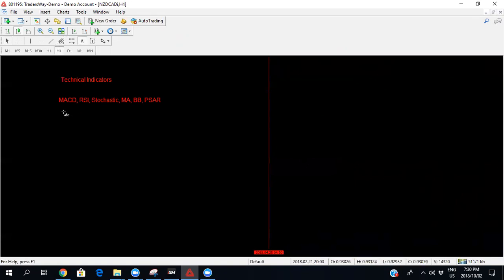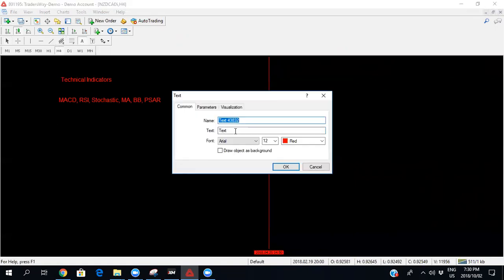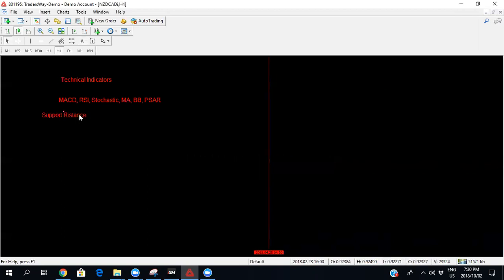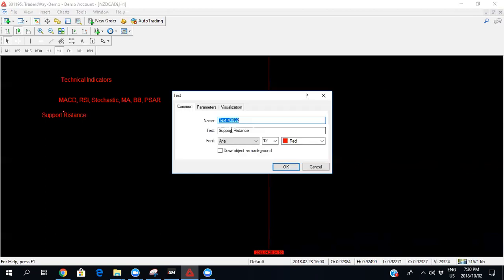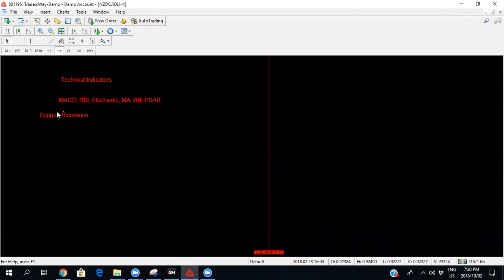And then once you've got your technical indicators, now we go to pure market movements. We're looking at support and resistance. And this is not resistance, that's a resistance.